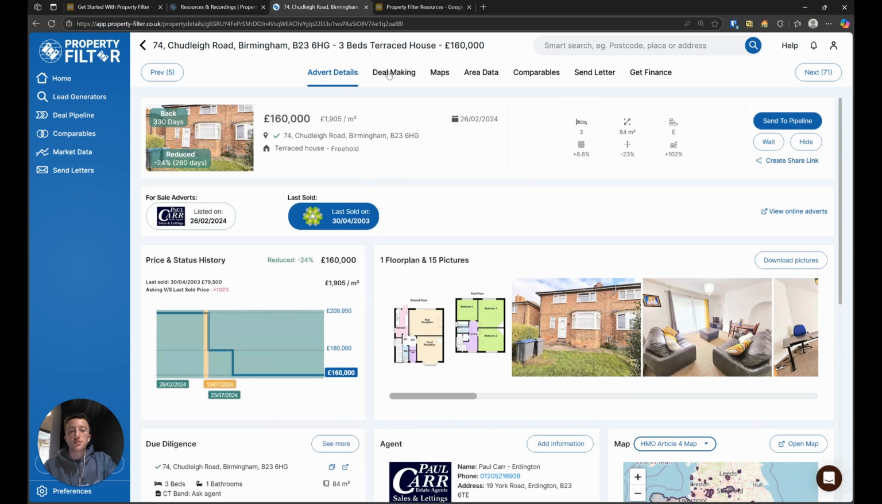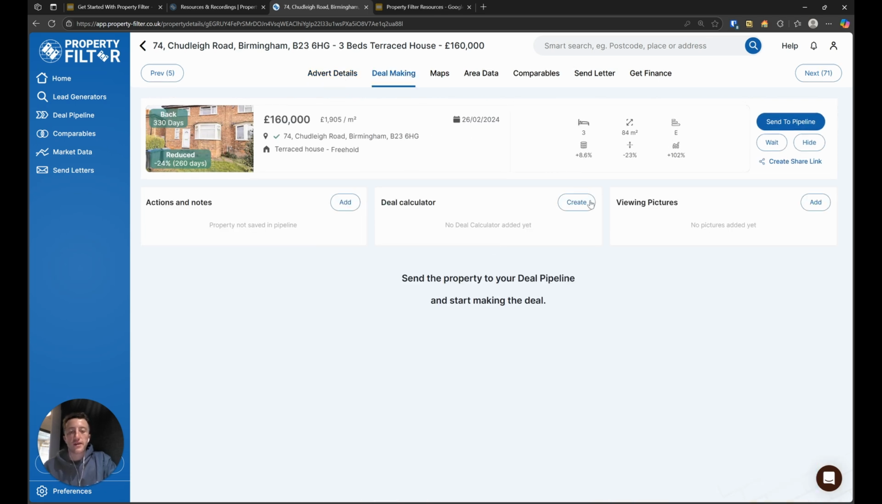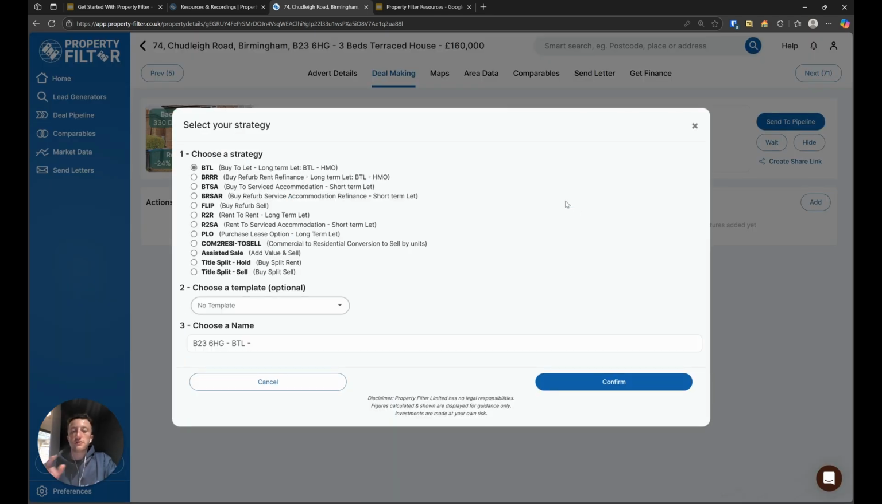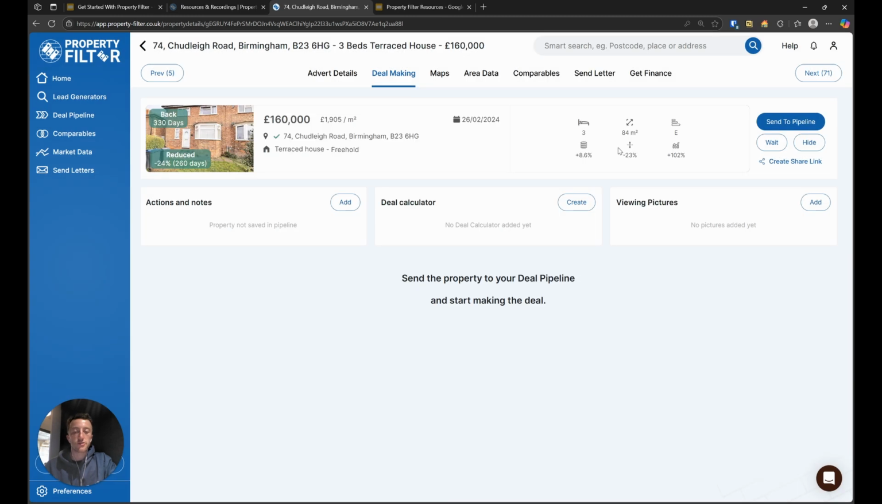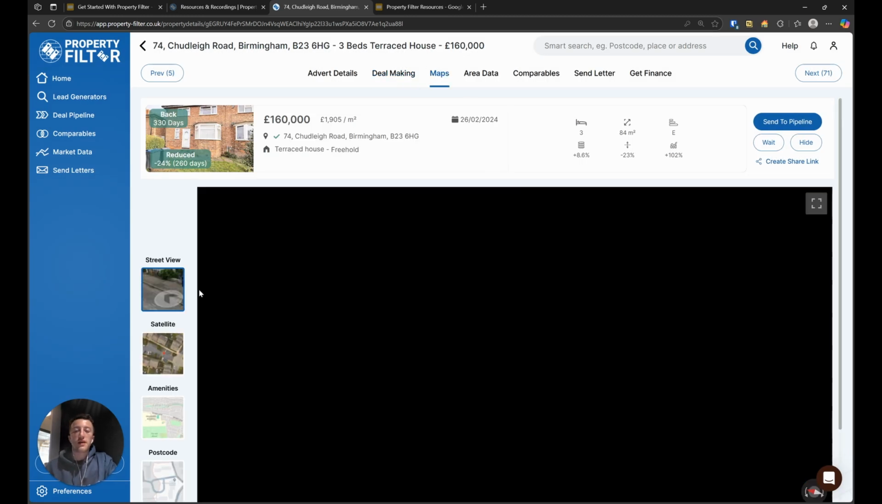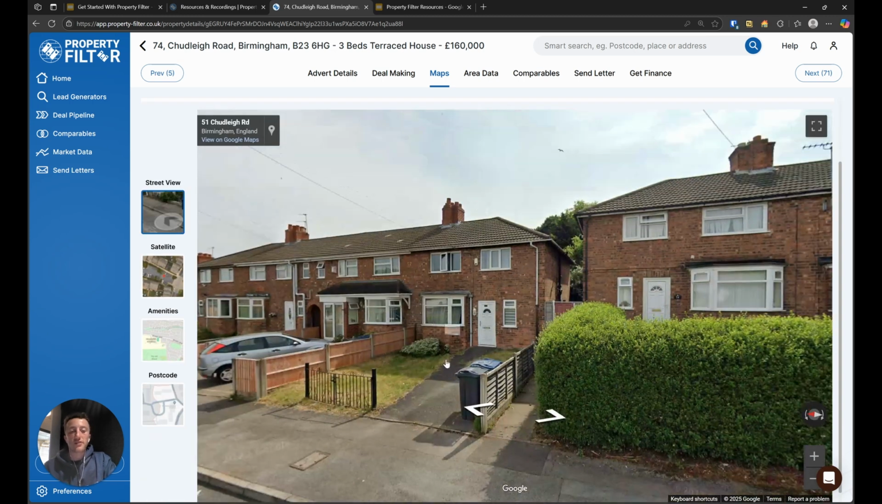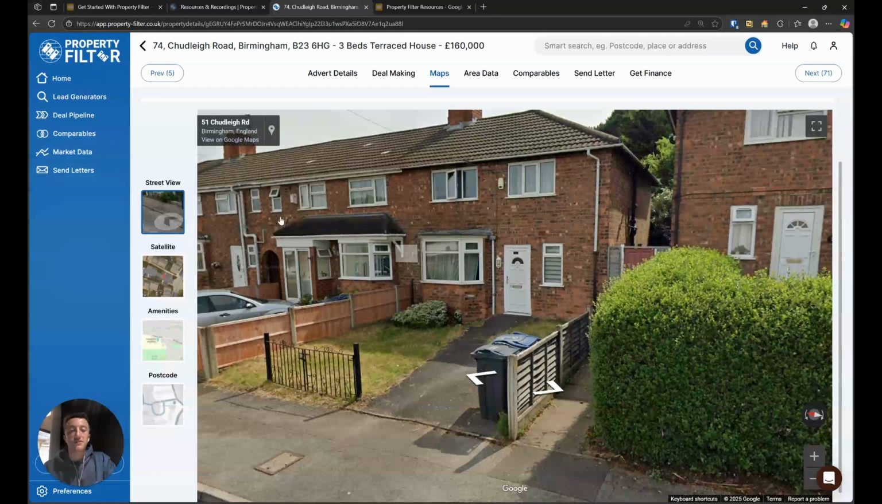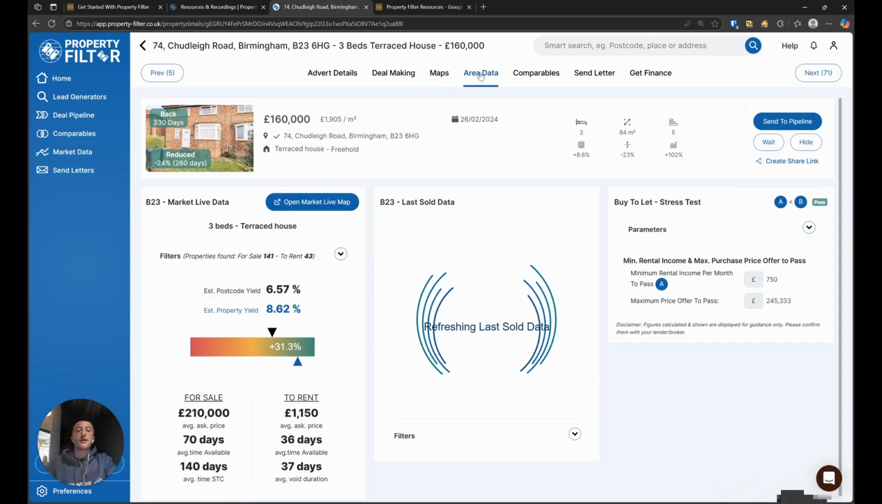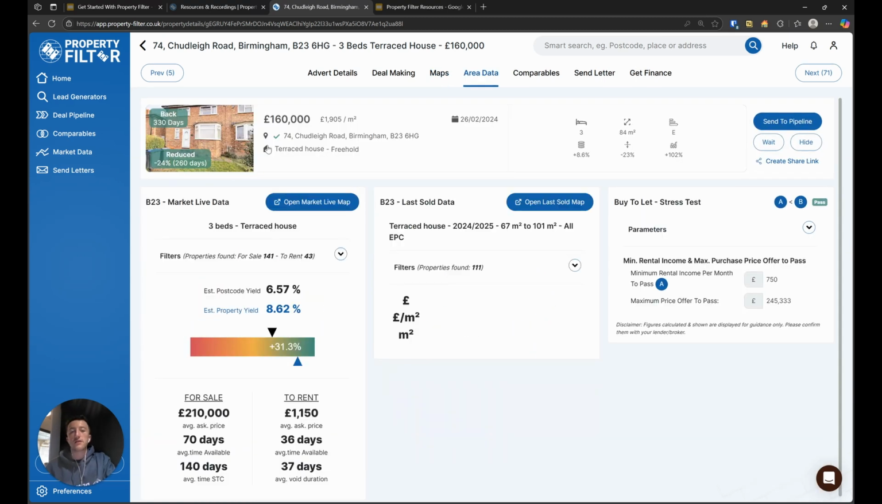Okay, so now I'm going to go across to the second tab. In here you've got your deal calculators. There's videos on the community that help you to understand how the deal calculators work. We've got templates for different strategies, so I would certainly encourage you guys to do that. And the maps, fairly straightforward. If you want to see what the street looks like, or you need to validate an address where there is no door number, you can use the Google Street View map, which is here, and then you've got a few different other maps as well. And then into the fourth tab we have the area data.